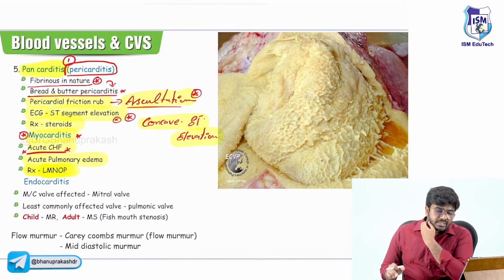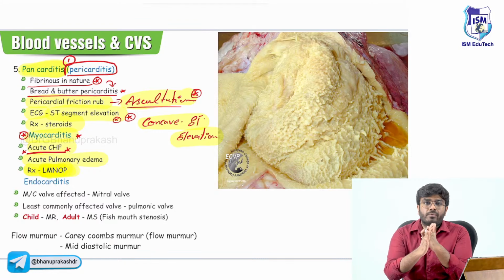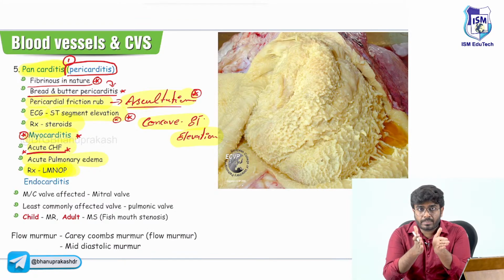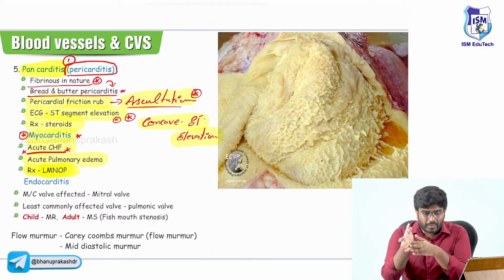So what we are discussing is carditis. There will be pancarditis. Pancarditis includes pericarditis. How to treat pericarditis? Simply by giving steroids. How can we know that the boy is having pericarditis? By auscultation, there will be a pericardial frictional rub, because the pericardium is inflamed. And there will be ST segment elevation, concave ST segment elevation. Treatment is done by steroids. And myocarditis is treated by giving the LMNOP drugs.